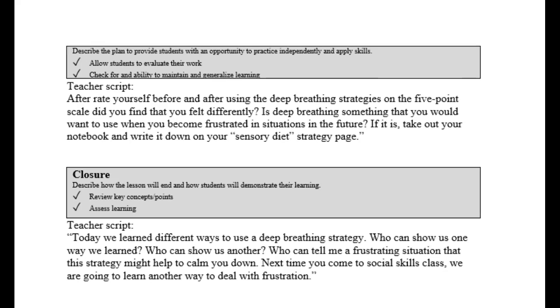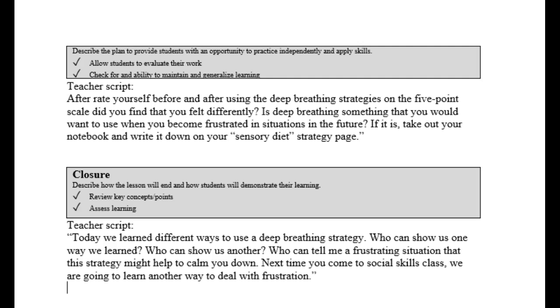Then we move into independent practice. So during independent practice, the teacher is going to say, after rating yourself before and after using the deep breathing strategies on the 5-point scale, did you find that you felt differently? Is deep breathing something that you would want to use when you become frustrated in situations in the future? If it is, take out your notebook and write it down on your sensory diet strategy page. So this teacher is using a sensory diet intervention strategy where she's having them identify strategies that work for them and keep a log on that so that they know what works for them.